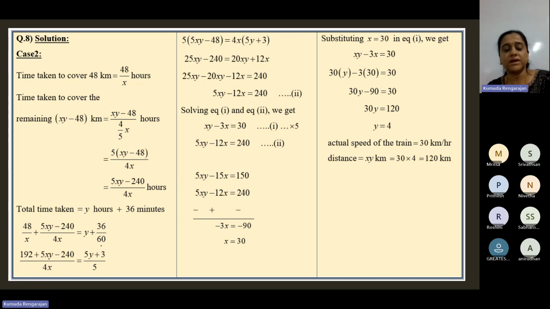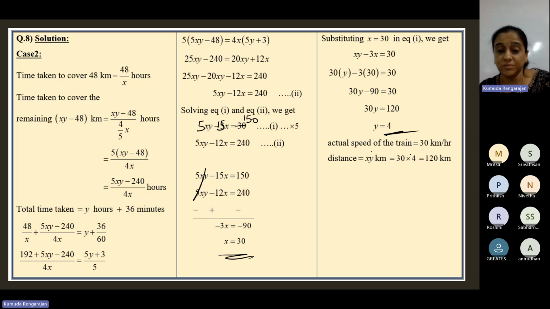And I have tried to eliminate what? This one. So I'm multiplying the first equation by 5. So it becomes 5xy, 5xy, 3 5 are 15, and 13 to 5 is 150. So that cancels. Minus 3x is equal to minus 90, x is 30, then substitute and find the value of y.